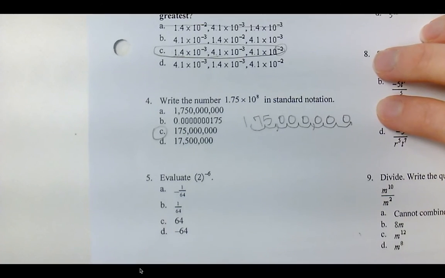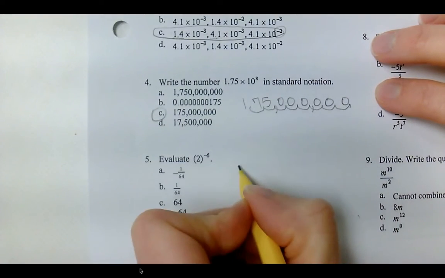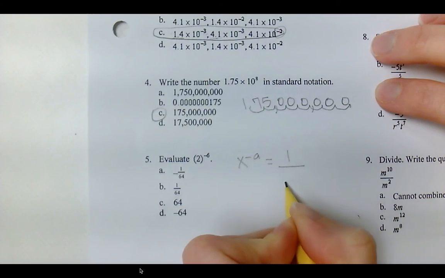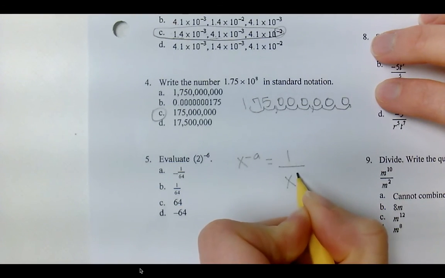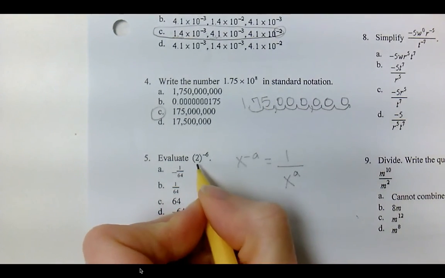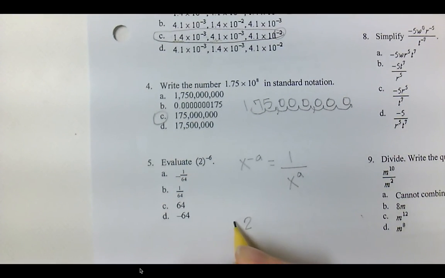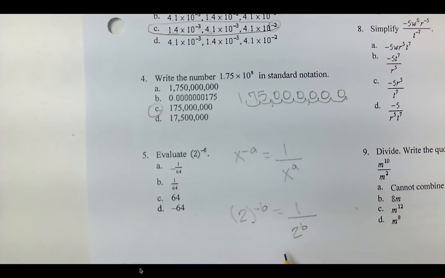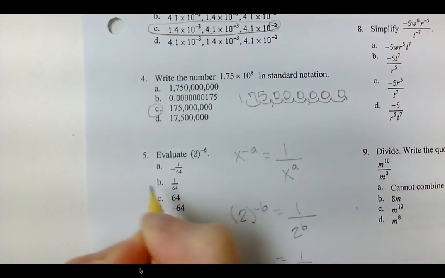Number 5 is a negative exponent. So remember, if you have a negative exponent, that is the same thing as the same base to the positive power, but the reciprocal. So 2 to the negative 6th power is the same thing as 1 over 2 to the 6th power. And so they've evaluated that. And so 2 to the 6th power is 64. So it's 1 over 64.